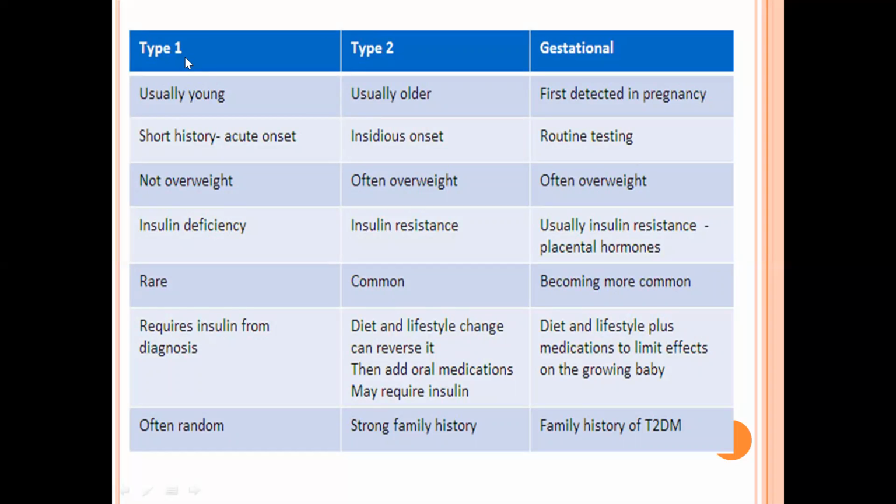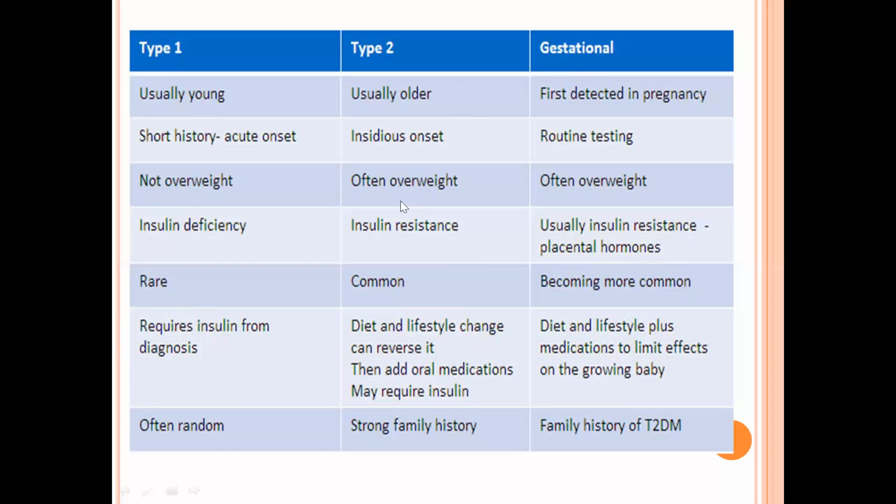Generally, type 1 is genetically related. Mutation in the genes responsible for the production of insulin, or beta cell destruction, is the reason for type 1 diabetes, whereas type 2 and gestational diabetes are because of overweight. In type 1, insulin is completely deficient. In type 2, insulin is resistant. Insulin is produced, but that insulin is not acting on the receptors found over our cells. That is the reason it is called insulin resistance. In gestational diabetes, usually insulin resistance as well as placental hormones are responsible.